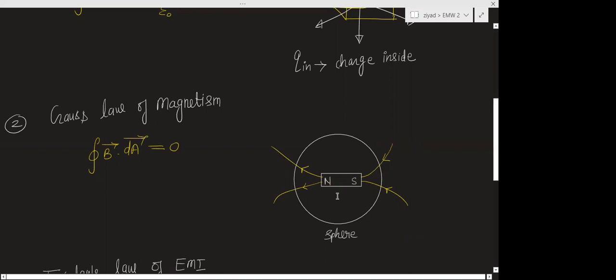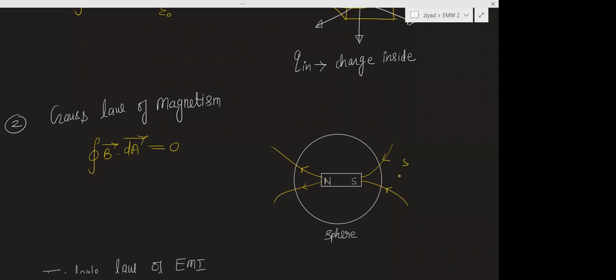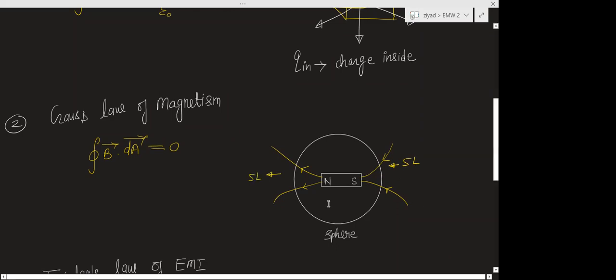For example, water is entering like this, and the same amount of water is leaving like this. So how much water will be there inside? Suppose 5 liters of water entered this sphere first, and the same 5 liters, after some time, just left the surface. So what will be the net amount of water inside? 0.